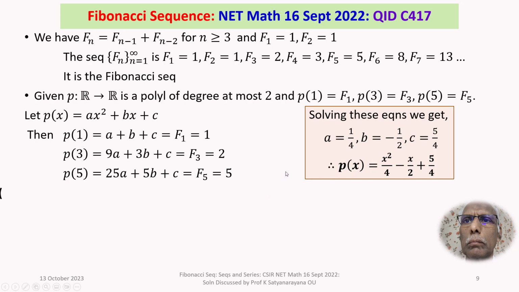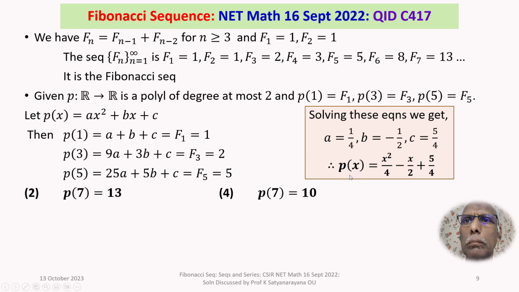Now what is it that we want? Option 2, P of 7 is equal to 13. Option 4, P of 7 is equal to 10. Now normally a student is tempted to say P of 1 is equal to F1, P of 3 is F3, P of 5 is F5, therefore P of 7 is F7. So P of 7 is F7 means F7 is 13. So he is tempted to say option 2 is right, but this is not true.